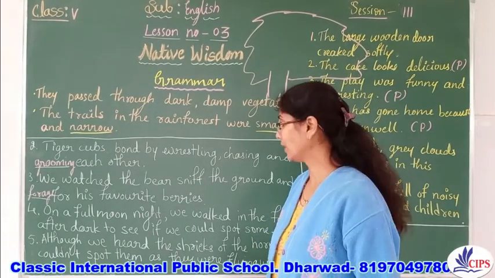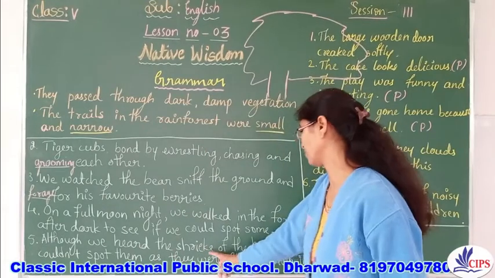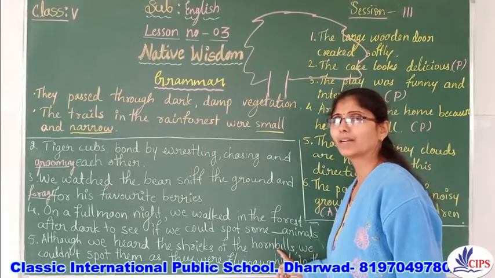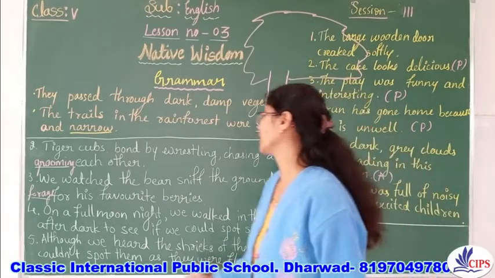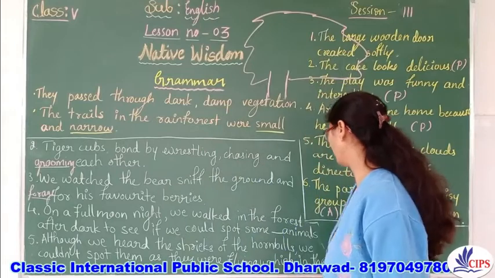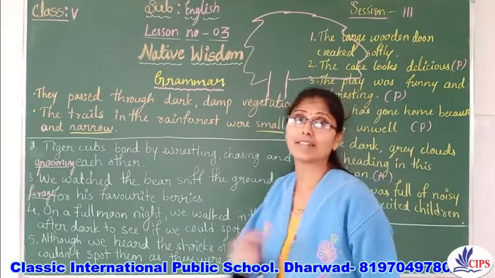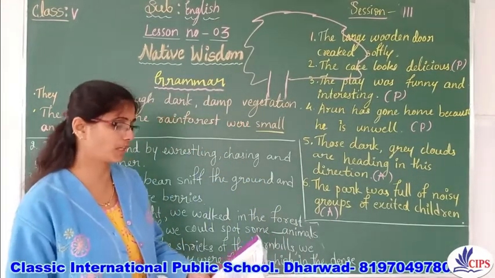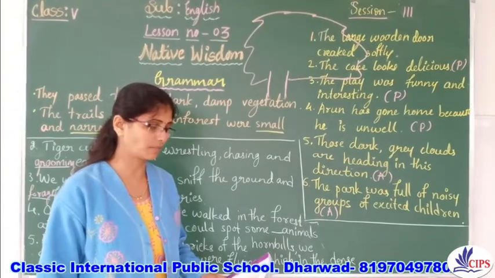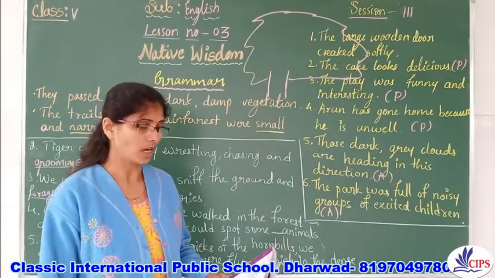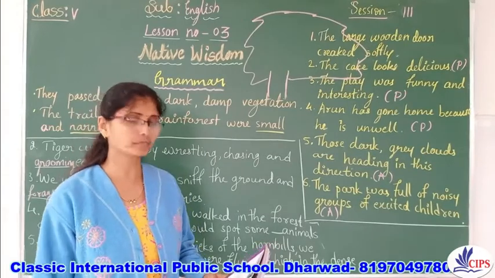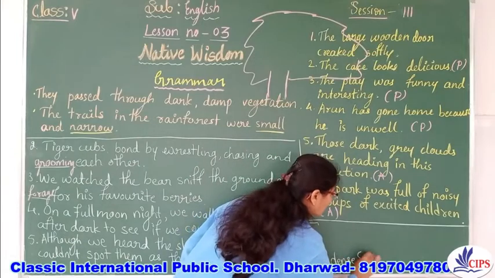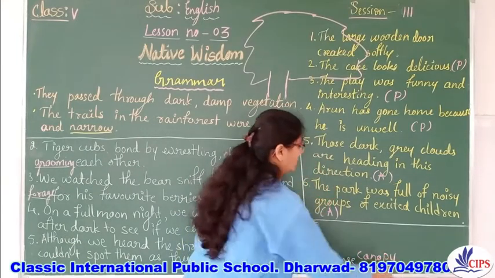Okay, then: although we heard the shrieks of the hornbills. Hornbills means a kind of bird. We could not spot them as they were flying up high in the dense canopy. About the tree, which word from the table fits there? Got it already, I think. Which one? Canopy. What is the meaning of that? Uppermost branches and leaves of trees which spread out like a roof, right? So canopy is suitable here. Got it, children?